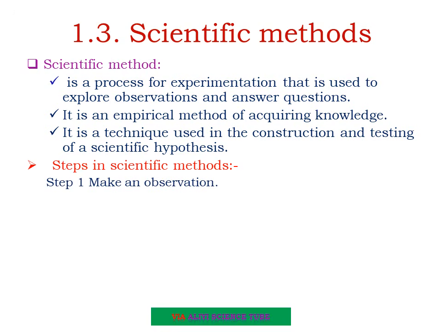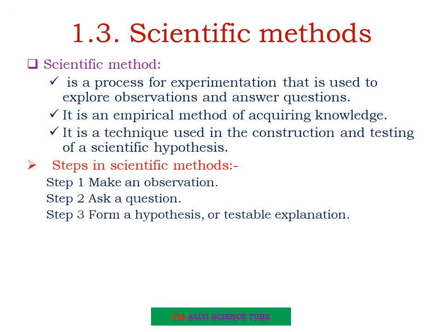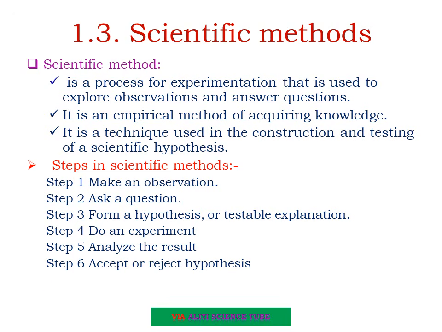Step 1 is making an observation. Step 2, ask a question. Step 3, form a hypothesis or testable explanation, which is so-called a prediction. Step 4, do an experiment. Step 5 means analyzing the results that we get from the experiment. Step 6, accept or reject the hypothesis. If it is true, we accept. If it is false, we reject it. Step 7, draw conclusions and recommendations.